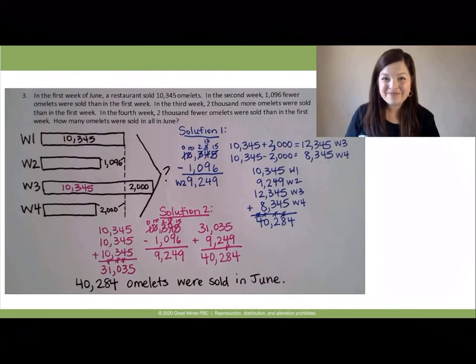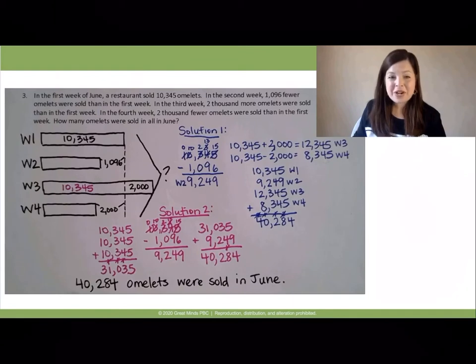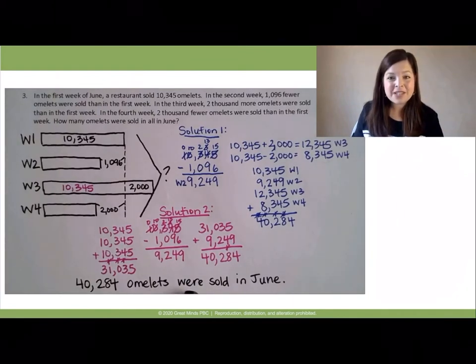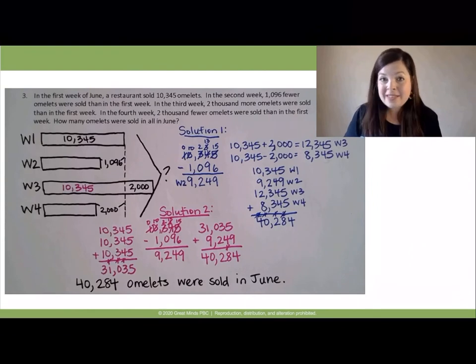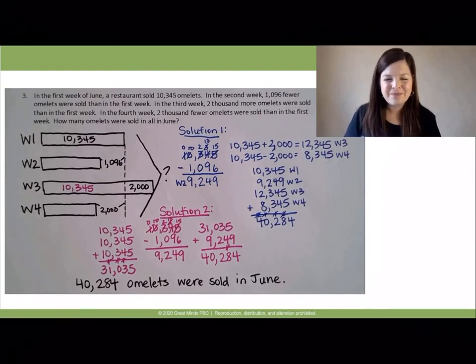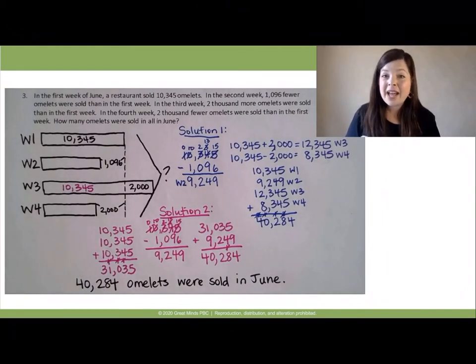Welcome back. How did you do? Did you find that 40,284 omelets were sold in June? On the screen, you can see 2 different ways that this problem could be solved, though these are not the only correct ways that you could have solved. But let's take a moment to compare these 2 solution pathways and think about why they each make sense. So pause the video to compare these 2 ways to solve and talk out loud about why each one makes sense. And then come back and we'll discuss.